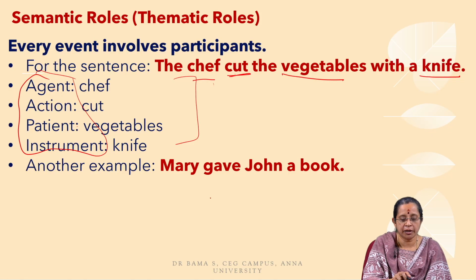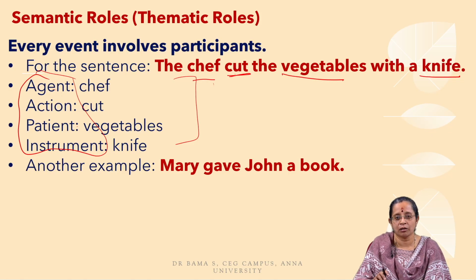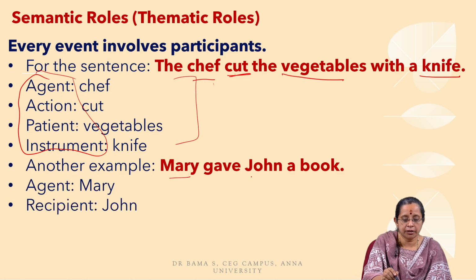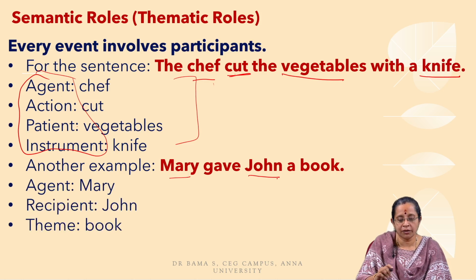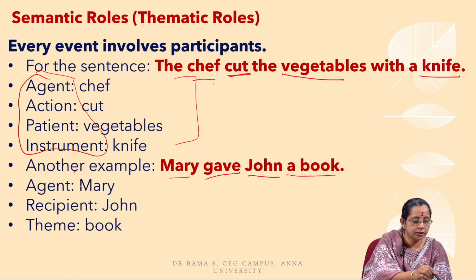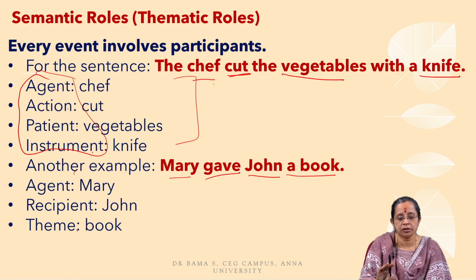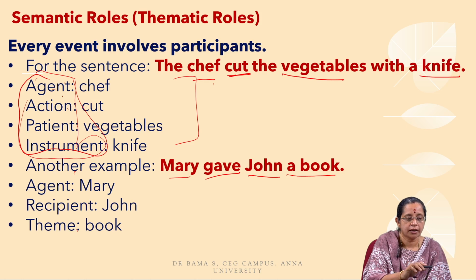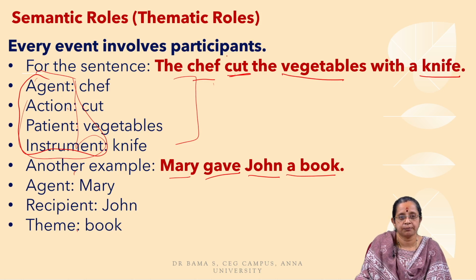Another example here is Mary gave John a book. Again, this is a very common example that is given in natural language processing, and if you see, the agent is Mary, the recipient is John, and what is given is a book, which is called the theme, and what is the action here? It is gave. So, through these agent, recipient, theme, or agent, action, patient, instrument, we can form certain rules such that the sentence structures involving some participants can be captured according to these structures.